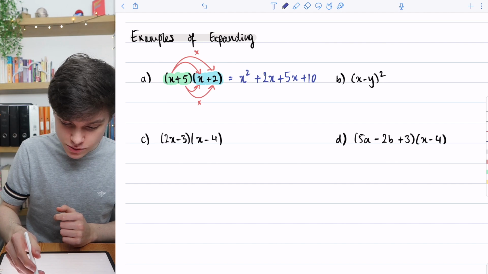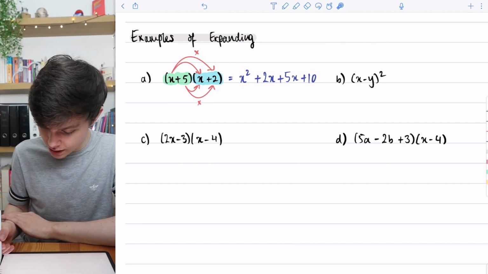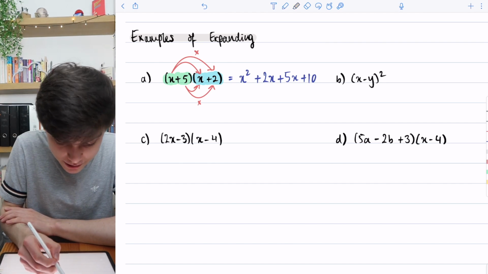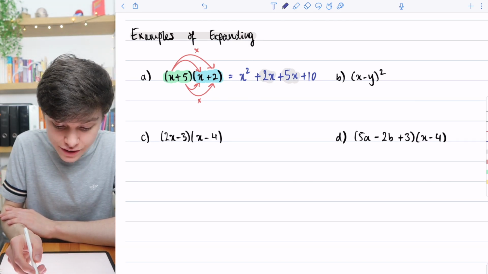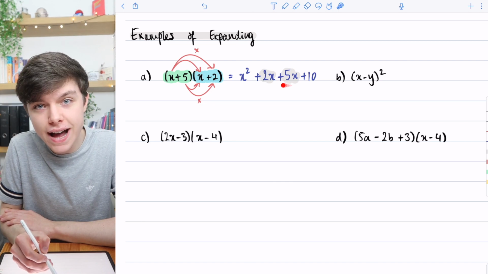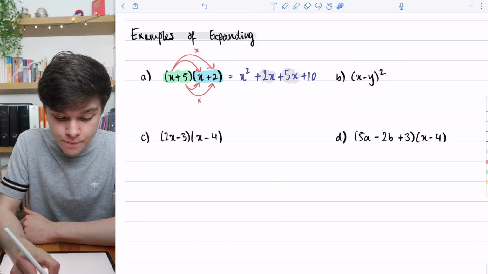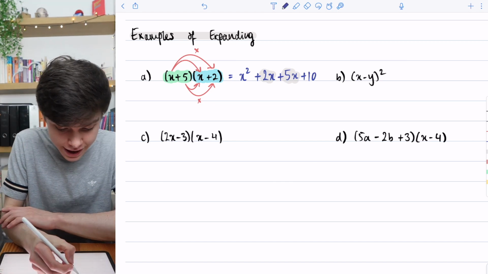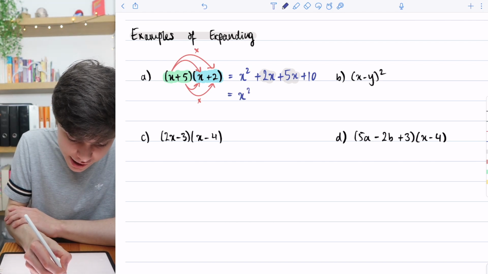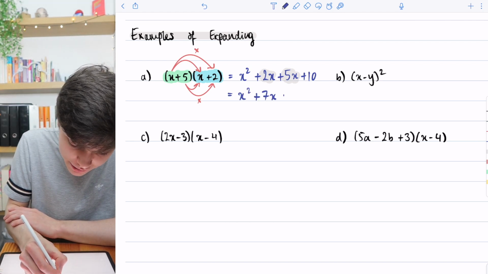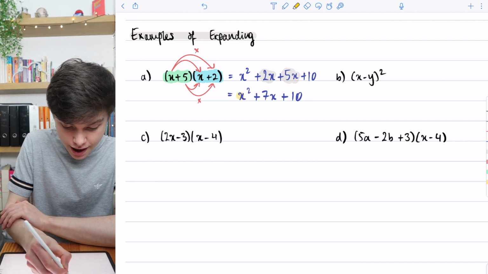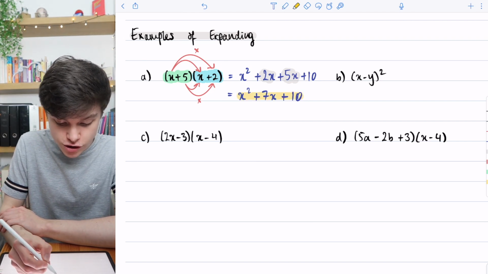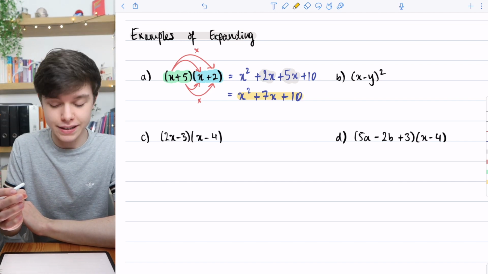So what we need to do is collect like terms, and collecting like terms basically means, well, there I have an x, and here I also have an x, and what I've actually got is 2x and 5x, so I can add those together. If I've got 2x and then another 5x, in total what I've got is 7x. And that is our final answer. We can't simplify that any further because none of the terms are able to be collected.